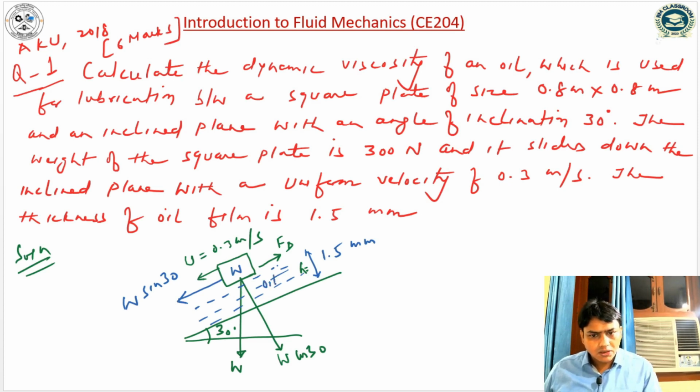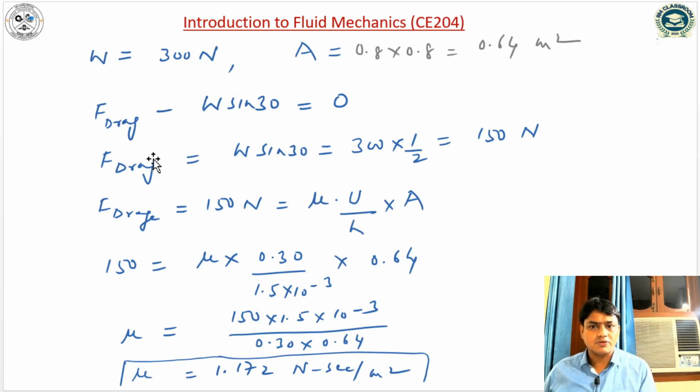This is oil having thickness 1.5 mm. So the drag will act in this direction. Firstly we have to compute the value of Fd, the force. If the net force in this direction, it will be W sine 30 minus Fd is equal to 0. So here I have written W sine 30 minus drag force is equal to 0. So it will be 150 Newton.